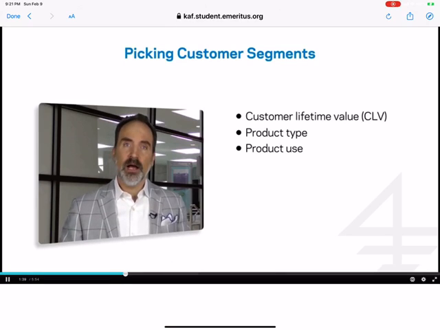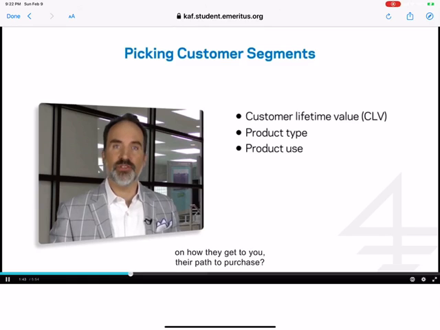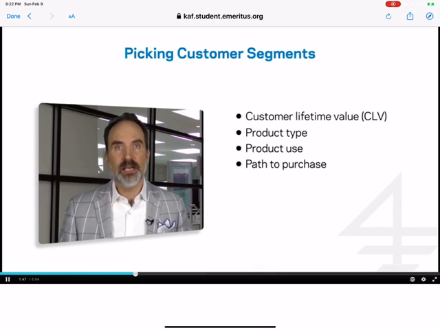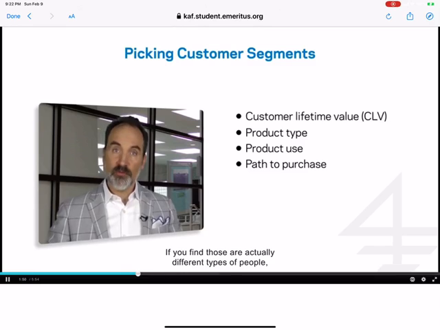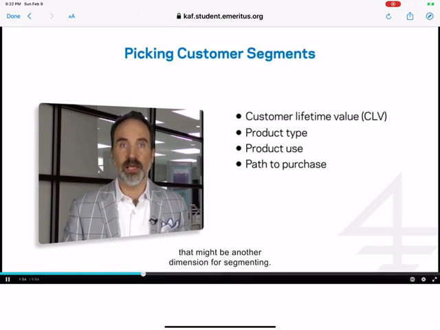The way they use it, either business consumers or personal consumers, could be using it in different ways. You might, in some cases, segment your customers based on how they get to you, their path to purchase. You have some customers who are coming in through a website and other customers who are coming in through your store. If you find those are actually different types of people, that might be another dimension for segmenting.